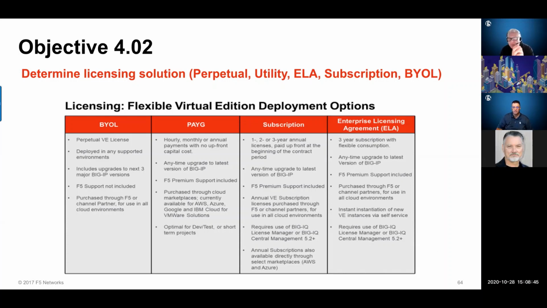It's also worthy of note that subscription and enterprise licensing agreements, and pay-as-you-go actually, come with premium support, whereas bring your own licenses or appliances don't come with support. You have to purchase that on top and pay for it every year. Exactly.